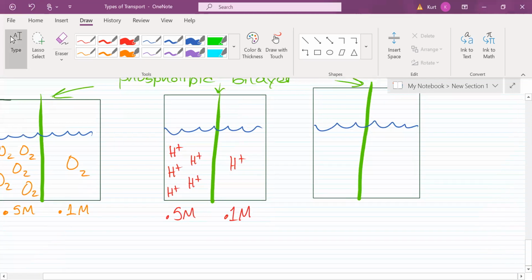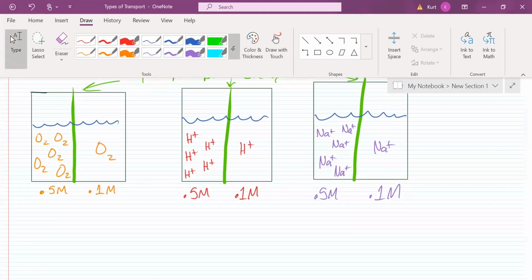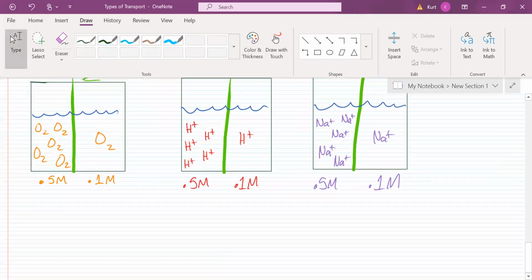And then finally, over on this side, we're going to say I have sodium ions. 1, 2, 3, 4, 5. And then on the right, we have 1. And again, 0.5 molar, 0.1 molar. I'm going to actually give you some visual examples of simple diffusion, facilitated transport, and osmosis. All right? So let's draw some of these boxes again, and this is going to become like a before and after.